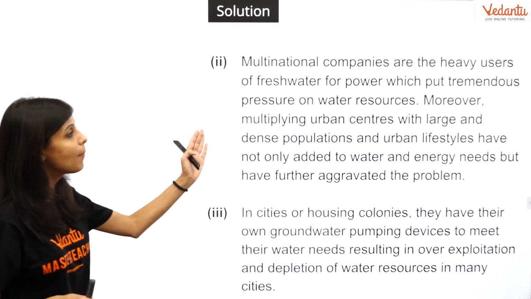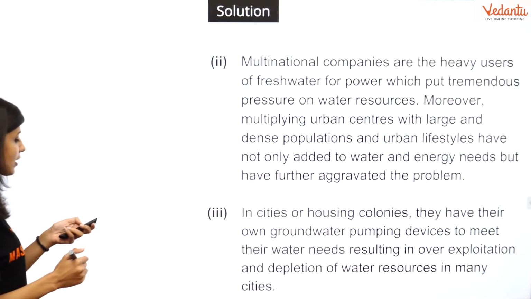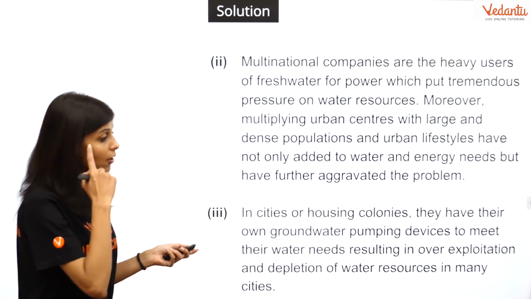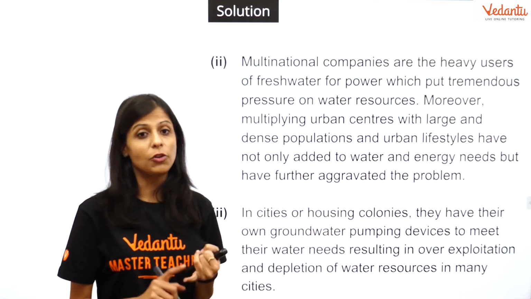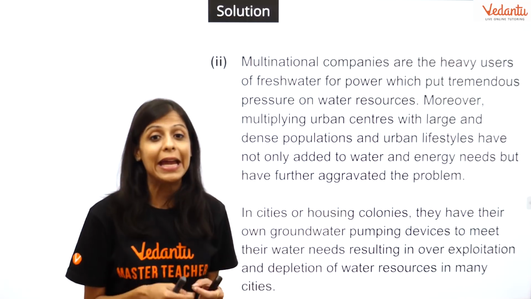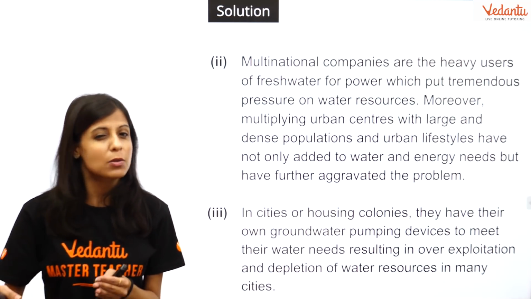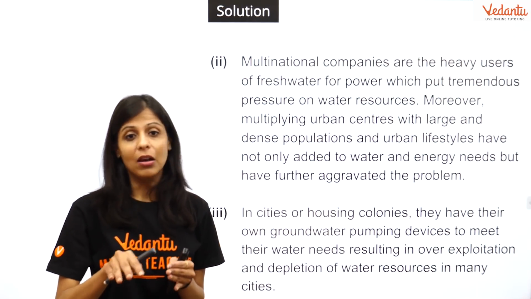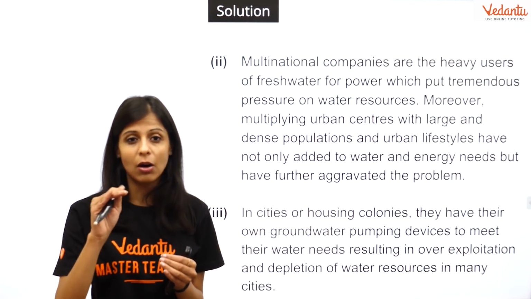So here I have talked about the industries, and in this point you have to talk about urbanization. If you are living in an urban area, in housing in the city, you need your own groundwater pumping devices so that you can meet your day-to-day needs, and this in return is called over exploitation of water, because this is anyway going to deplete the water table. It's going down and down.